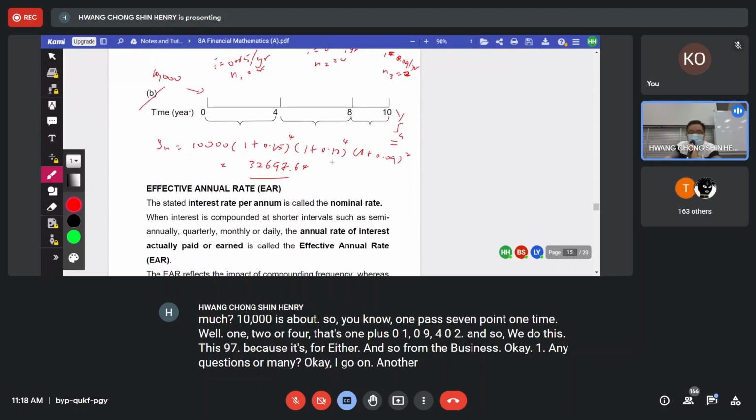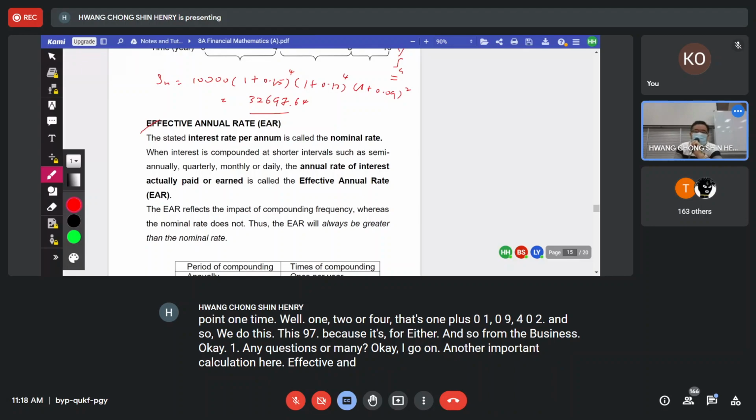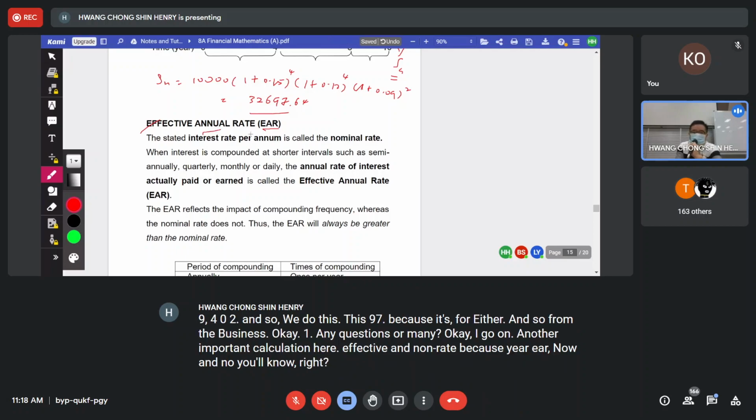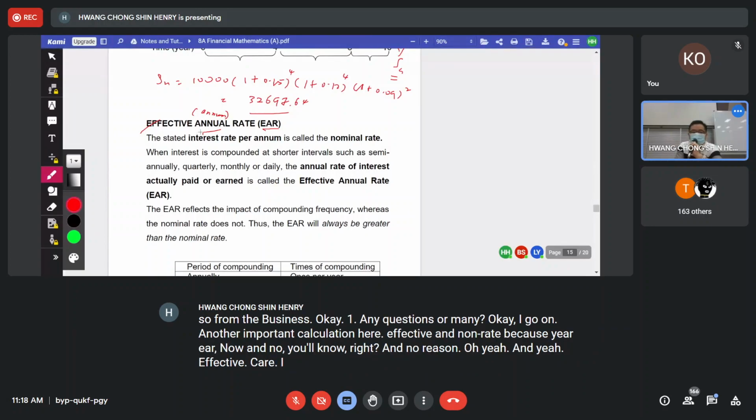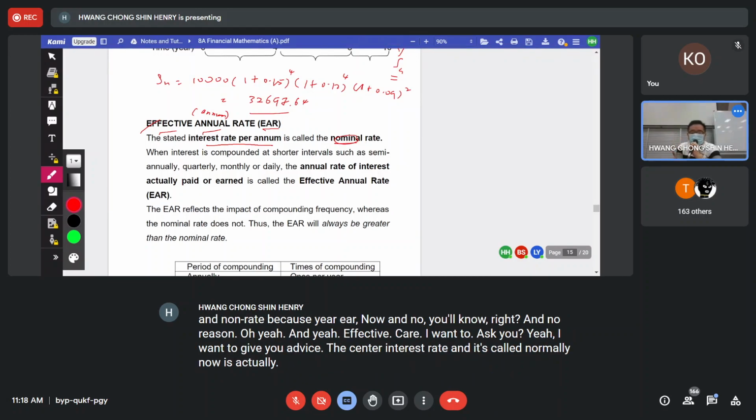Another important calculation here: effective annual rate, we call this EAR. Now, annual, you all know, right? Annual means 1 year, per annum, per year. Here, I want to explain to you first, then I want to give you all advice. The stated interest rate per annum is called the nominal rate. Nominal is actually per year.